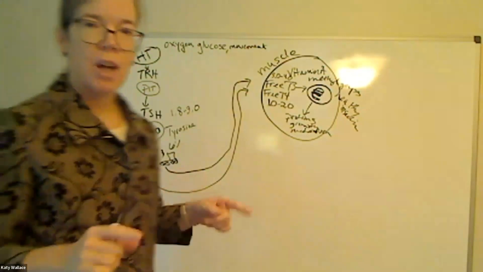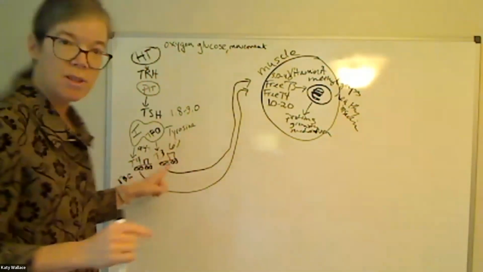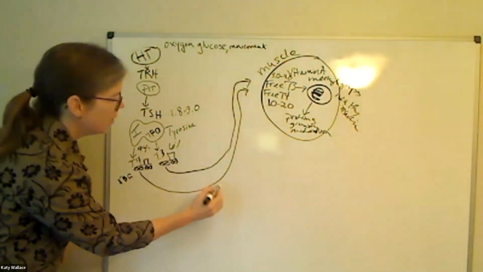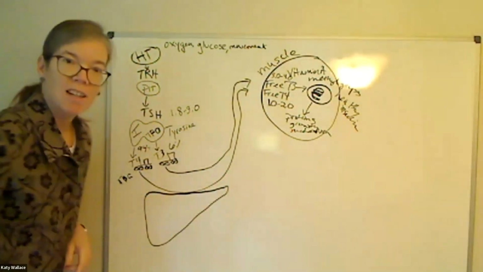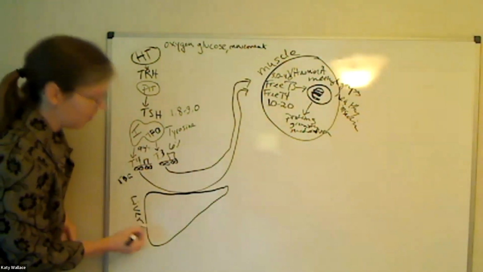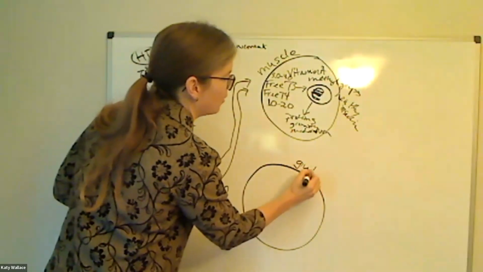Okay, next I want to talk about the other ways to make T3. I mentioned only 6% is made in the thyroid gland, sorry. So the rest of the T3 is made in the liver. So I just drew a liver. I'm labeling it liver. And I'm going to make a big circle for the gut.